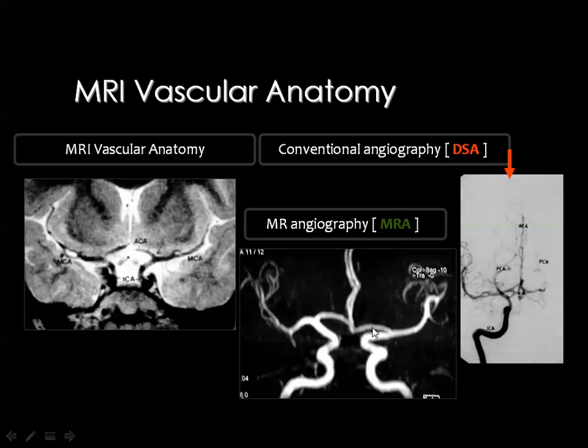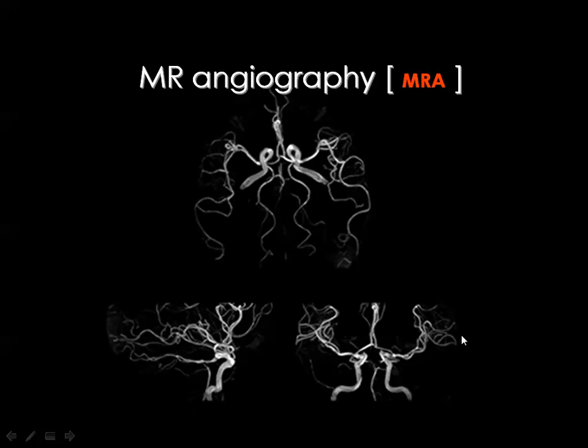And this is the previously used technique, which is the conventional angiography using the digital subtraction techniques. And this is MR angiography of the circle of Willis, showing the internal carotid artery, the middle cerebral, anterior cerebral, and these are the posterior cerebral arteries.